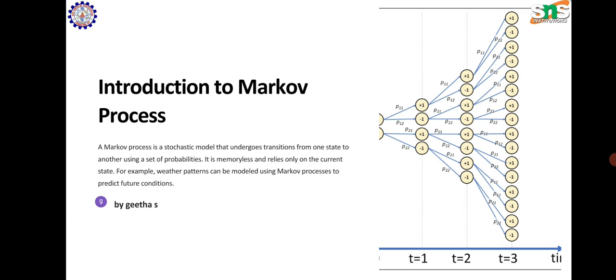In this session, we are going to discuss Markov process. A Markov process is a stochastic model that undergoes transition from one state to another using a set of probabilities. It is memoryless and relies only on the current state. For example, weather patterns can be modeled using Markov process to predict future conditions.